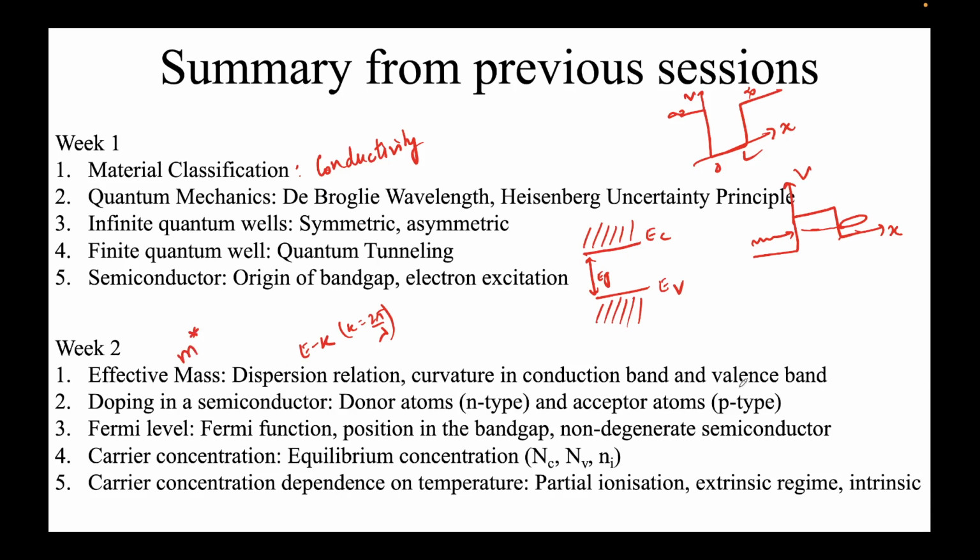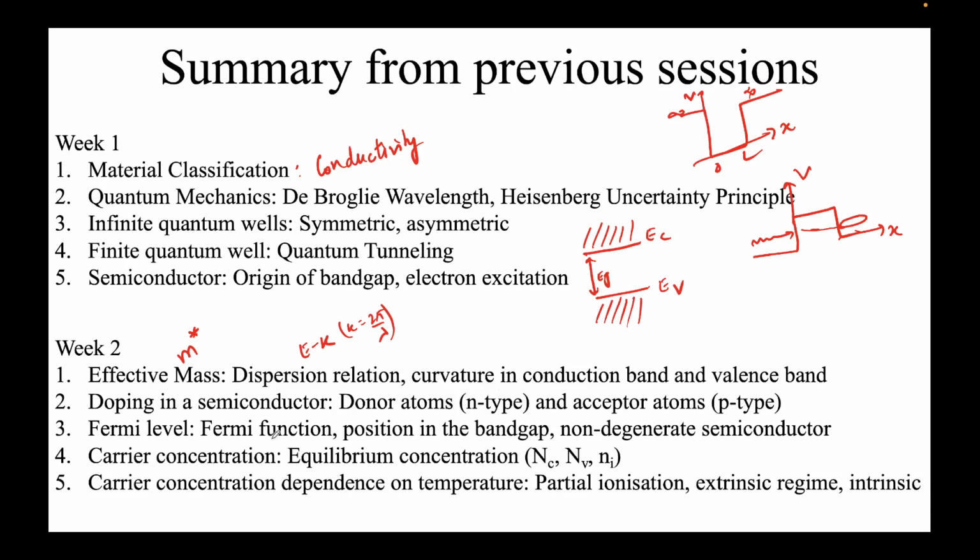Then we saw that we can dope a semiconductor, which means deliberately adding impurities. If you add donors, which donate electrons, it becomes n-type. If you dope it with acceptors, which are electron deficient and create holes, it becomes p-type.